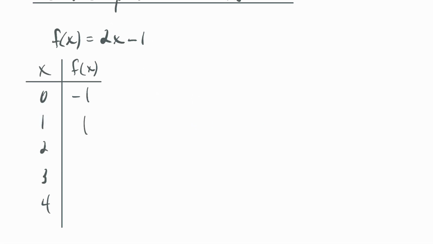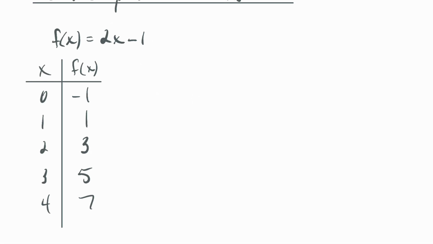If I plug in 2 into my function, I'll get 2 times 2 minus 1, which will be 3. So 3 is the next output. If I put in 3, I'll get 2 times 3 is 6, minus 1 is 5. And if I plug in 4, 2 times 4 is 8, minus 1 is 7. Okay. So there are my randomly chosen inputs and then my outputs.